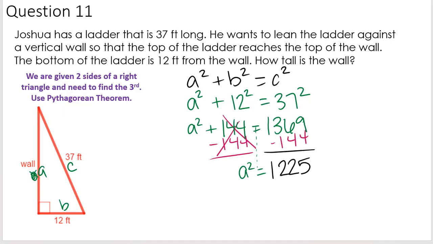Oh, and why did I do the square root? Oh, because look here, see how it's a squared? A squared, you got to do the square root to cancel it. And what you do to one side, you got to do the other. Okay? So A is going to be 35. And that makes sense, right? Remember, our hypotenuse has to be that longest side. There we go. Okay, one more.